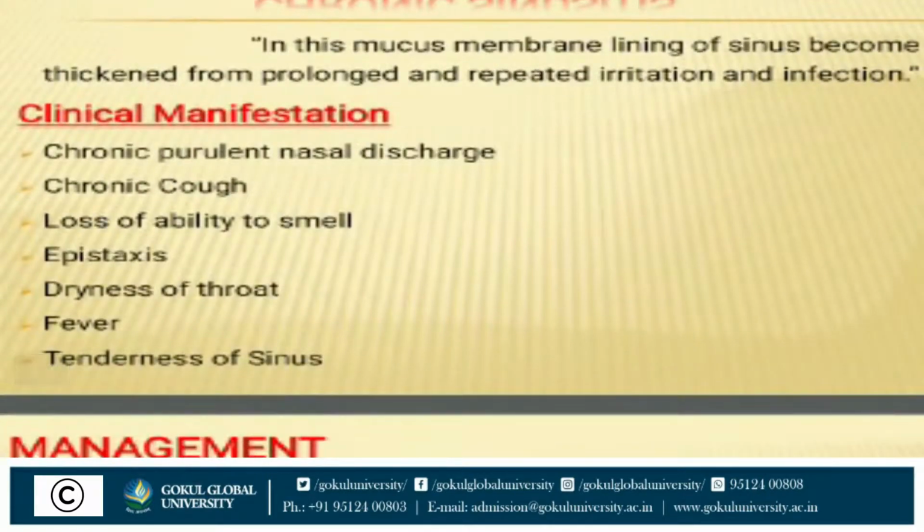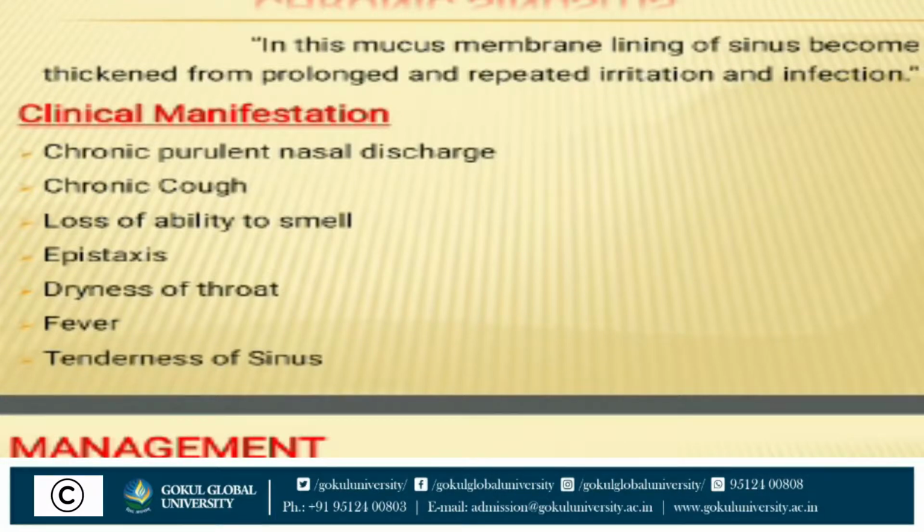Then the second condition is chronic sinusitis. The mucous membrane lining of the sinus becomes thickened from prolonged and repeated irritation and infection, and that is called chronic sinusitis. We see acute sinusitis as inflammation of the mucous membrane, but in chronic sinusitis the condition occurs repeatedly in one person.